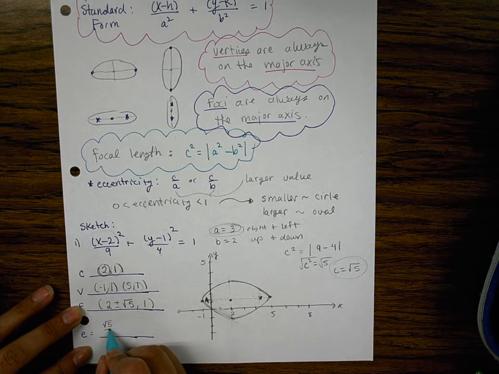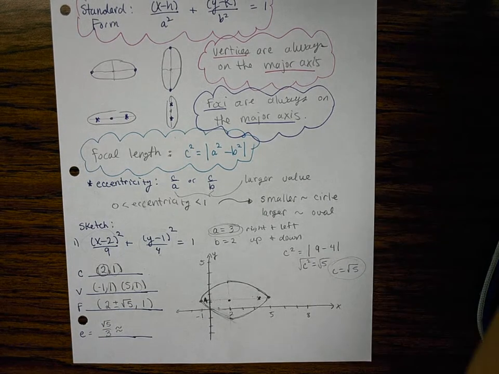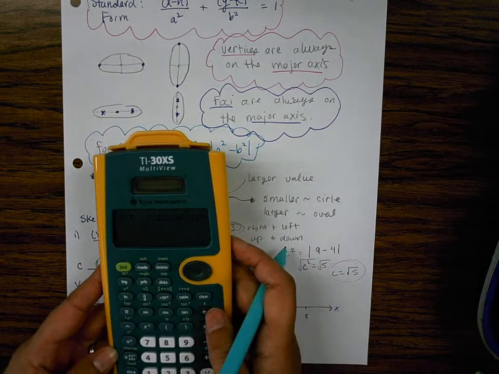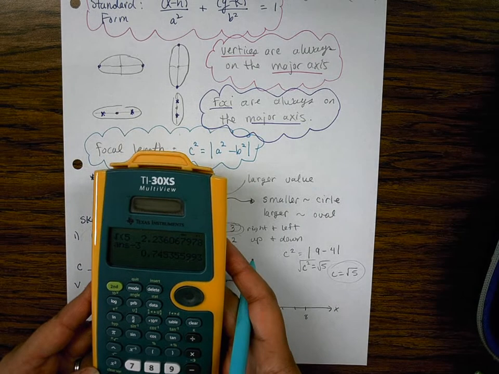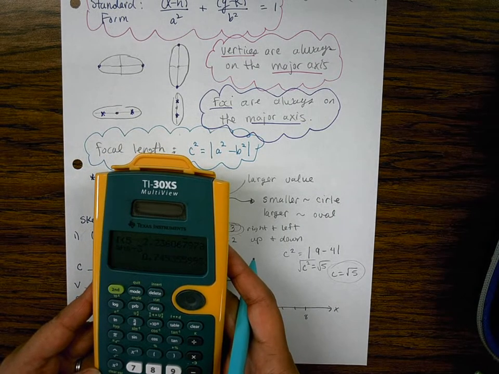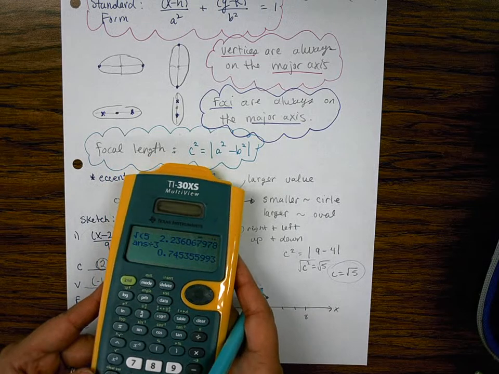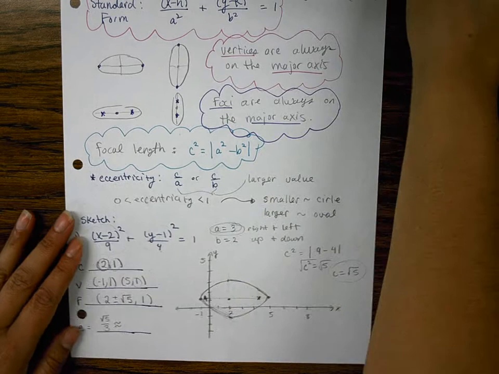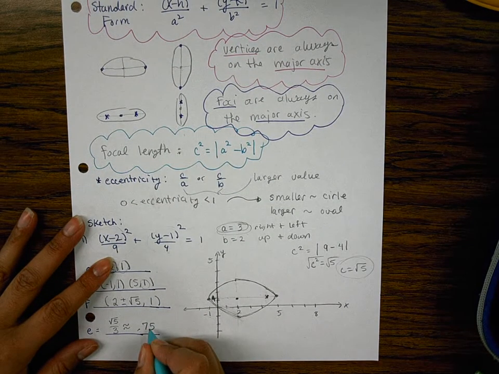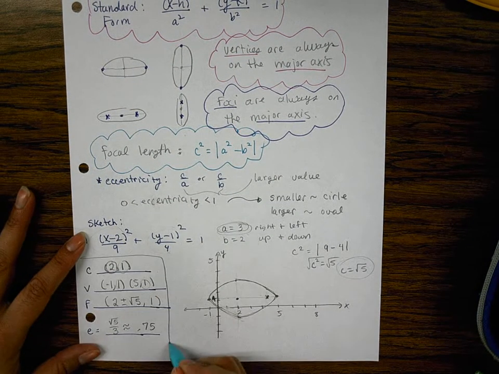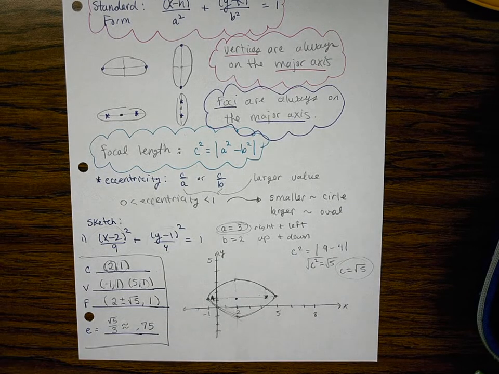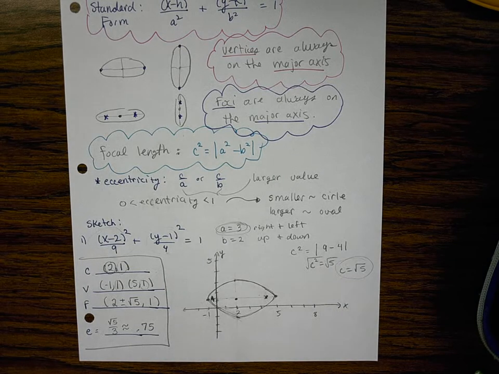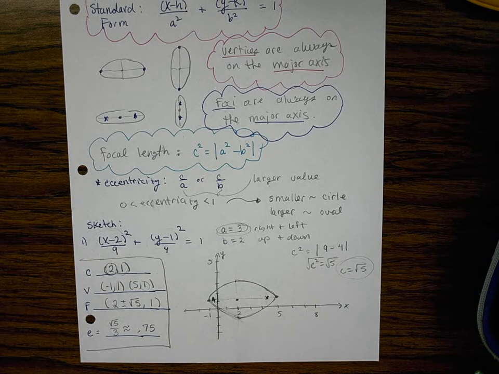Okay, eccentricity is C over A or B over A. Let's see which one's larger. A is larger because that's the one we're supposed to use, a larger value, and C is root 5. So it is root 5 divided by 3. Plug that in your calculator. I already have root 5 in my calculator, so I'm just going to divide by 3. And that gives me 0.7453, and so on. I'm going to round that to 2 decimal places, 0.75. And if you have your calculator, you can plug it in yourself, 0.75. And yes, you have to change it to decimal form.